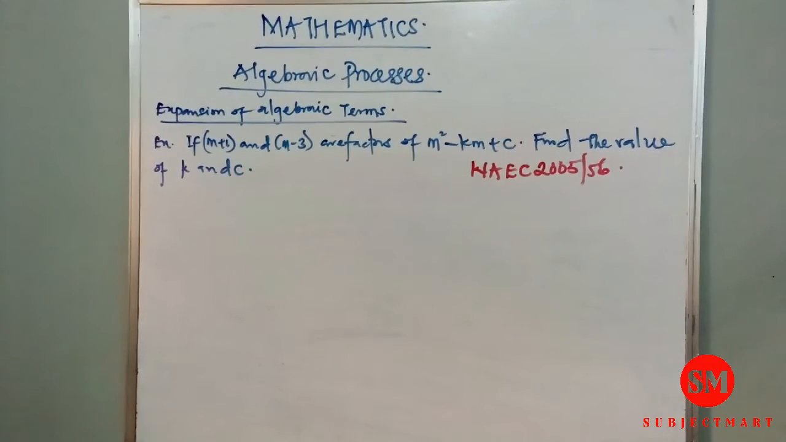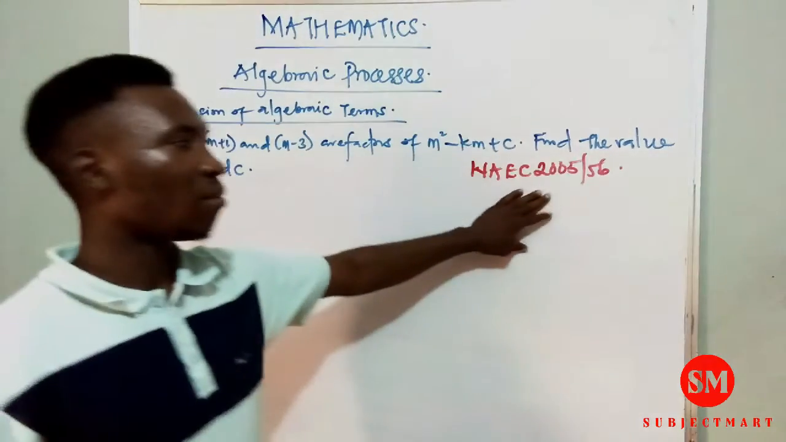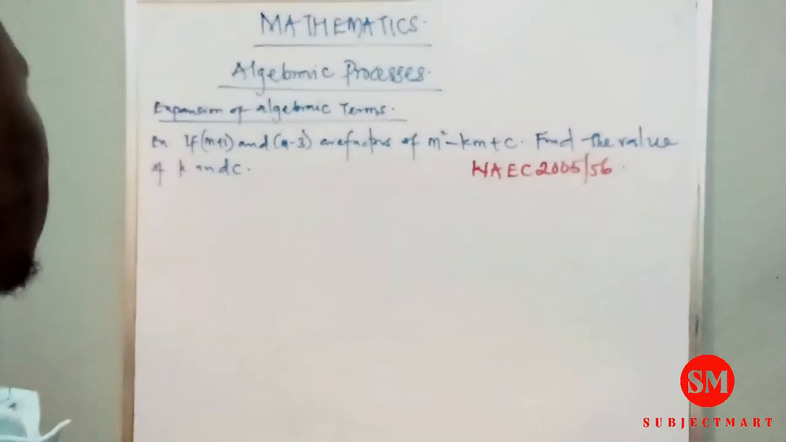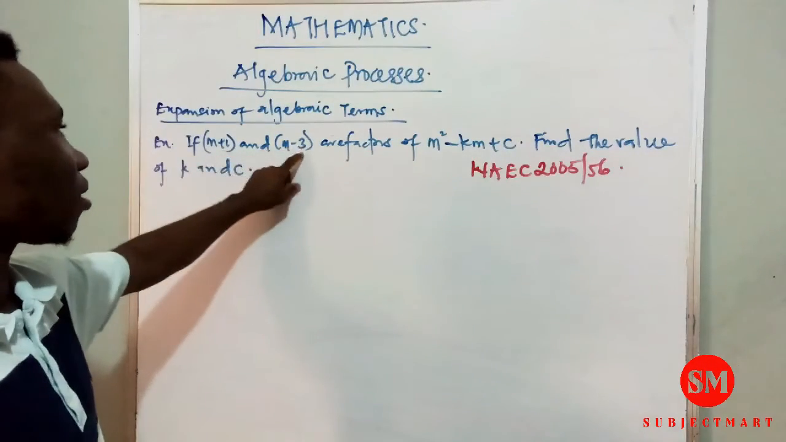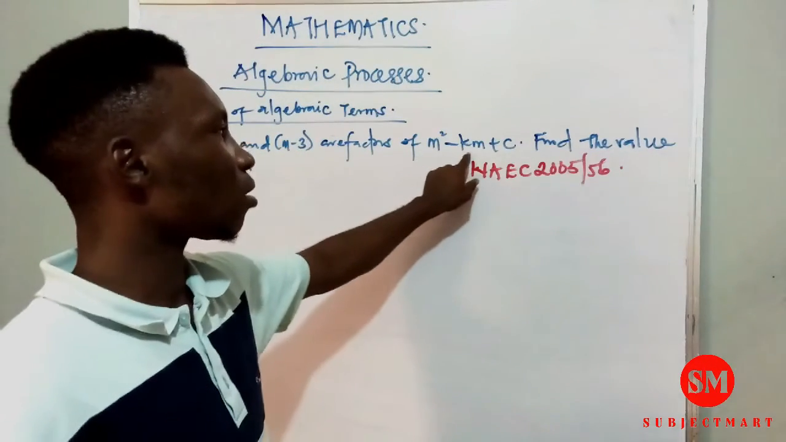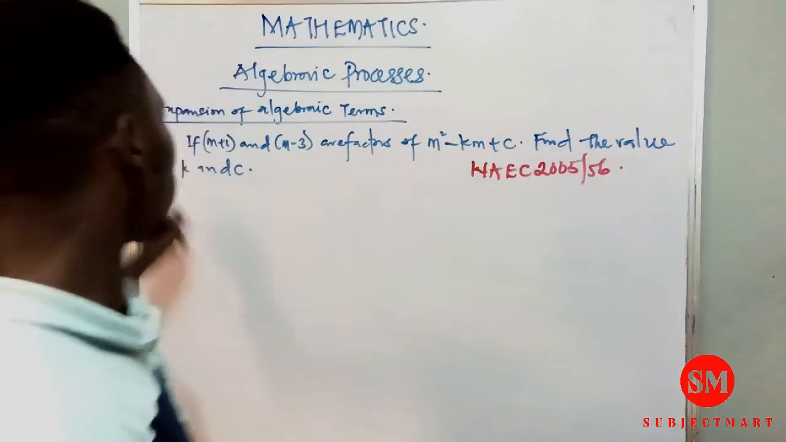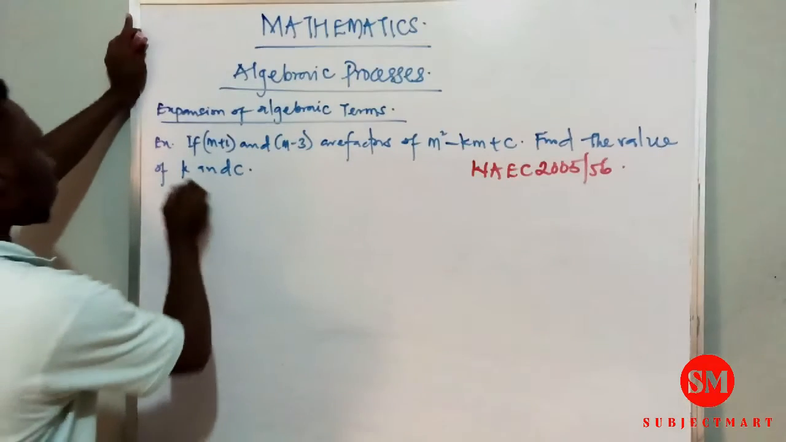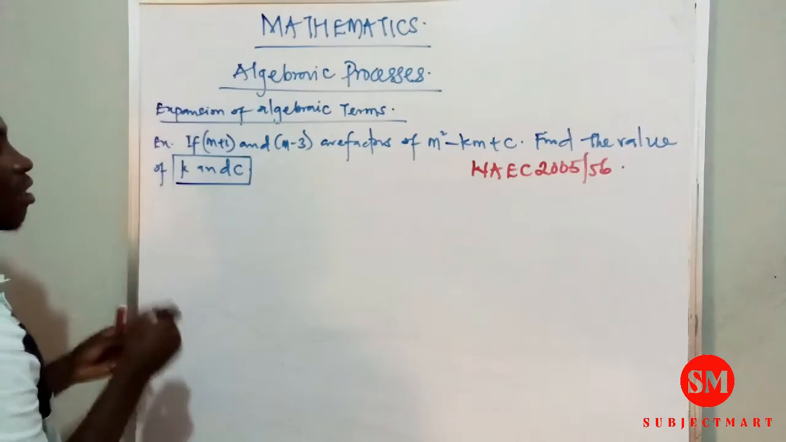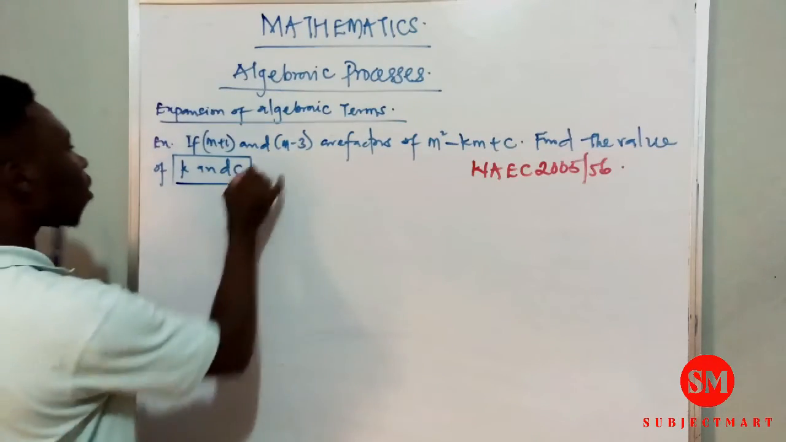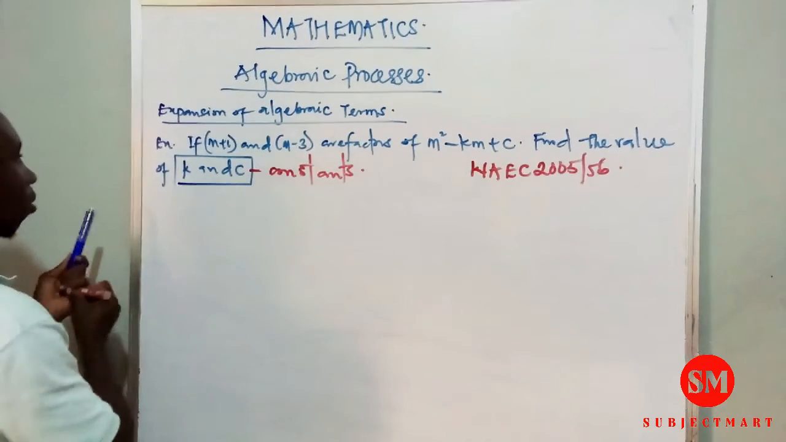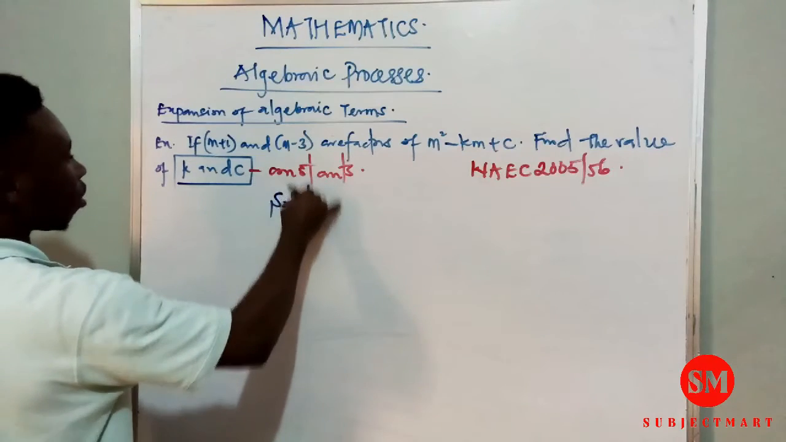Now, paying close attention to this question from your WAEC past questions. This question is from WAEC 2005, question number 5b, a theory question. The question here said clearly that if m plus 1 and m minus 3 are factors of m squared minus km plus c, find the values of k and c. Now, k and c in this expression are what we call constants. They are what we call constants. So since they are constants, let's evaluate, which becomes our solution here.